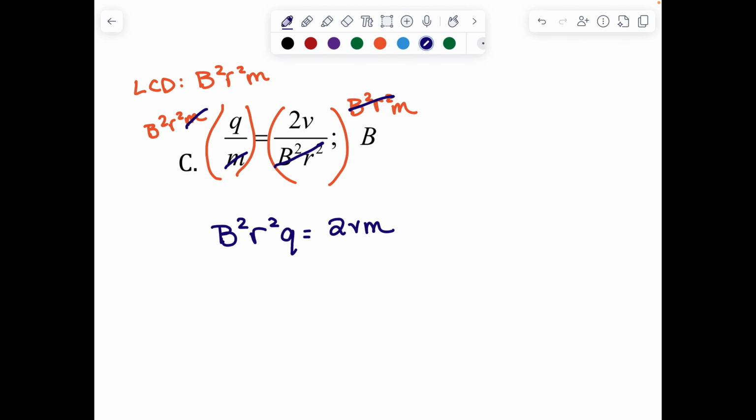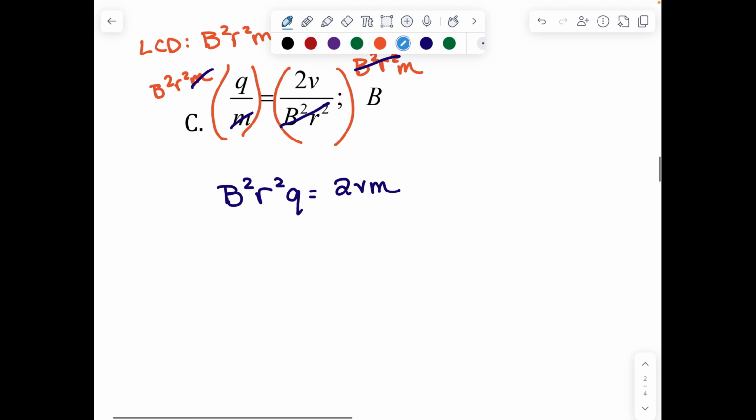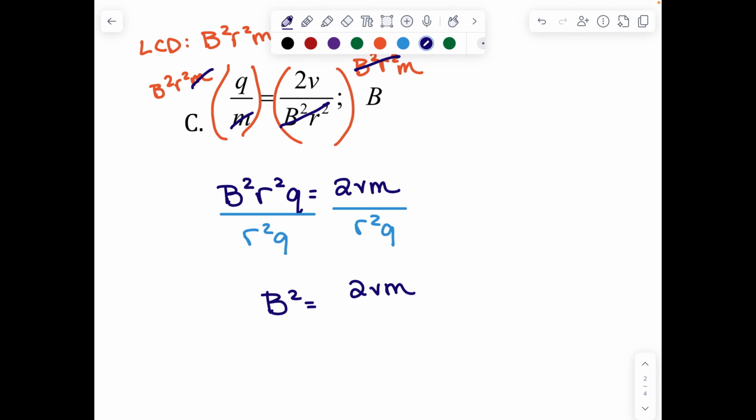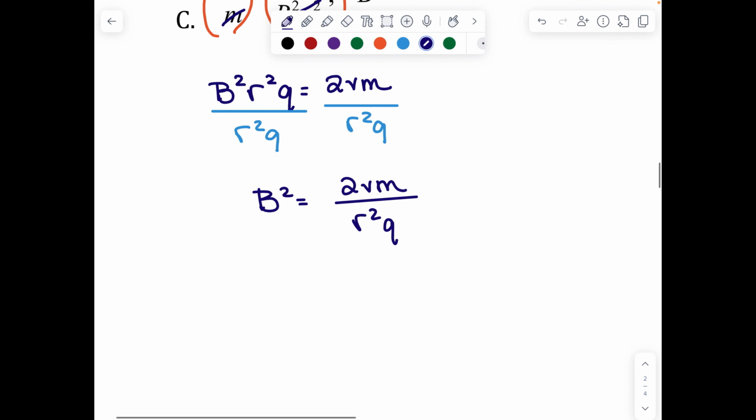Now we're asked to solve for B, so we want to get B squared by itself first, so we're going to divide both sides by R squared Q. So we're going to be left with B squared is equal to 2VM over R squared Q. Now again, to undo that squared, we're going to have to take the square root. So I'm going to square root both sides.